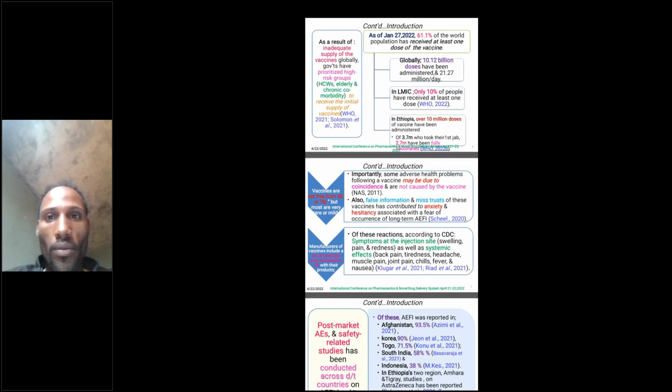And in the world, about 10 billion doses have been administered. And in low and middle income countries, only 10% of the people have received at least 1 dose. And in our setup, over 10 million doses have been administered. Of these, 2.7 million of the people have been fully vaccinated.